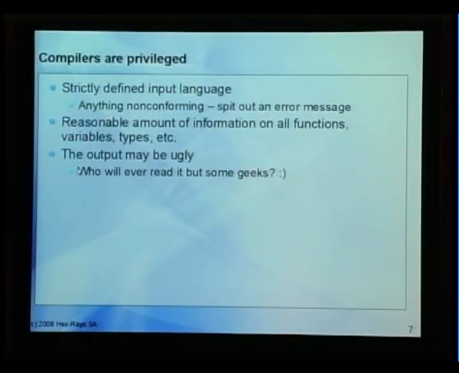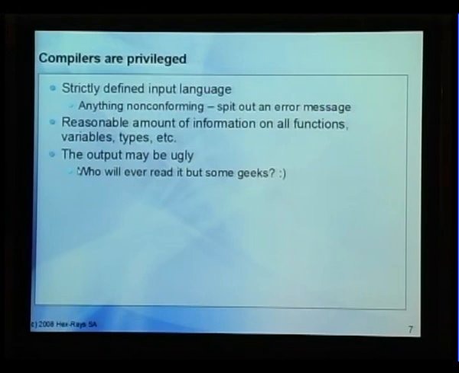Let me show you just two points. First of all, compilers are in a very privileged position. They have a very strictly defined input language. Anything wrong, something suspicious, they just print an error message and stop. And their job is done. And if you are a programmer, you go and fix your source code. Compilers have a reasonable amount of information on all functions, variables, type information, everything. So they have plenty of information. They have a very strictly defined input language, and they generate, because of that, correct output. The output must be correct, yes, but it may be ugly. Nobody cares about it. Who will ever read it but us, some geeks?